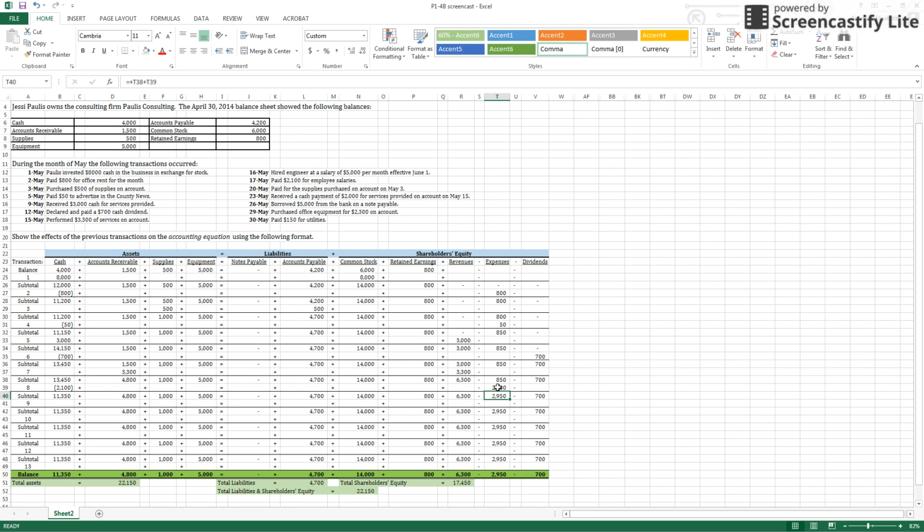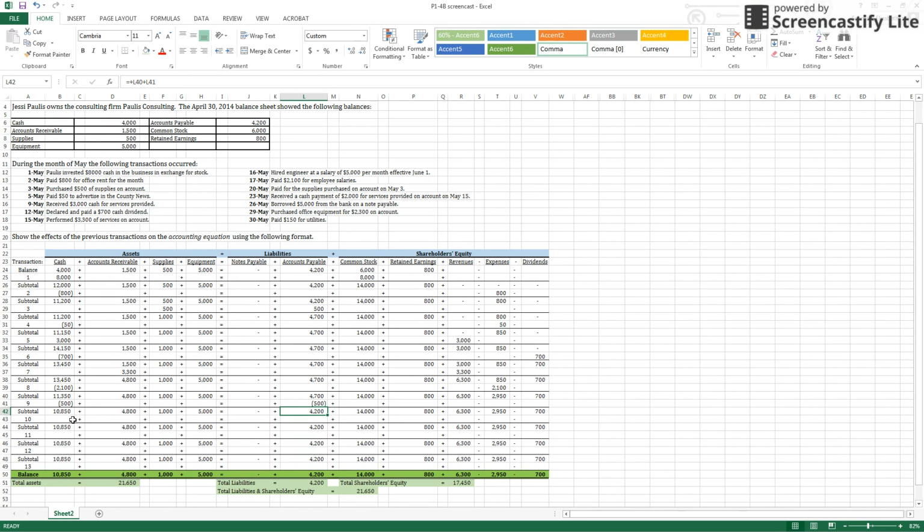Now, on the 20th, we finally paid for the supplies we purchased on account on May 3rd. So we bought $500 of supplies. So now we paid for them. And now we don't owe that money anymore. So that accounts payable, that IOU, is going down also. So we decreased our assets and we decreased our liabilities, and we still balance.